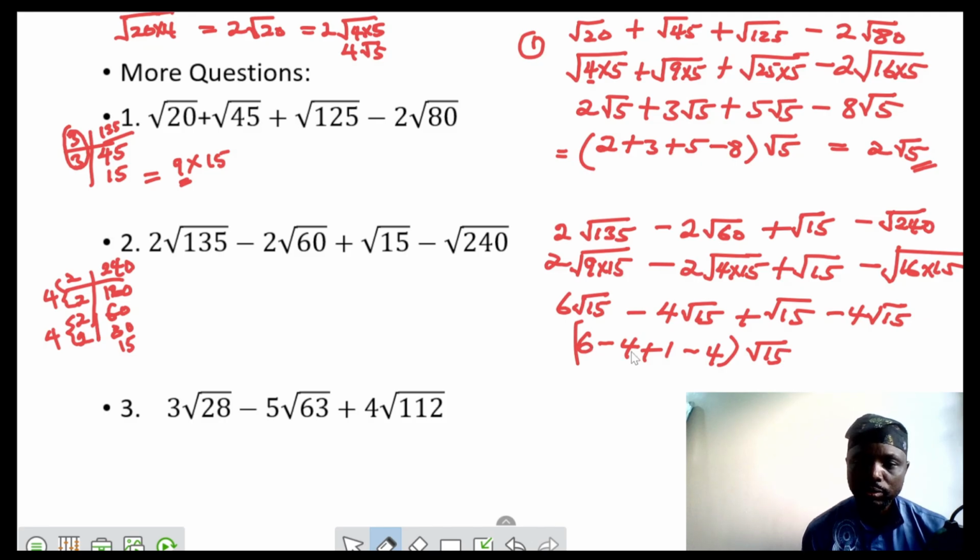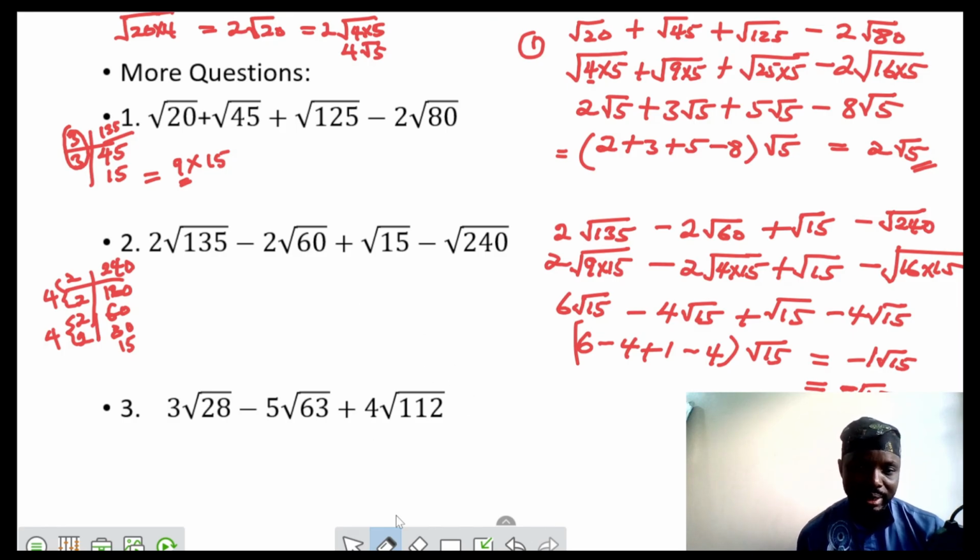So 6 minus 4, that's 2. Plus this, that's 3. 3 minus 4 is going to give me minus 1 root 15. So that's what we want to do. People may want me to say minus 1 root 15, which is the same thing as minus root 15. So that's how to simplify the sum.